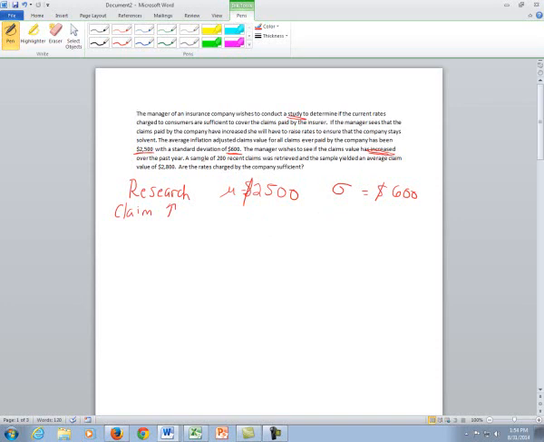Over the past year, a sample of 200 recent claims was retrieved and yielded an average claim value of $2,800. So we have a sample, which is our N, remember. That's going to be our sample size. It's 200, so N is equal to 200. It yielded an average claim value of $2,800. So our X bar, or our sample mean, is going to be equal to $2,800.